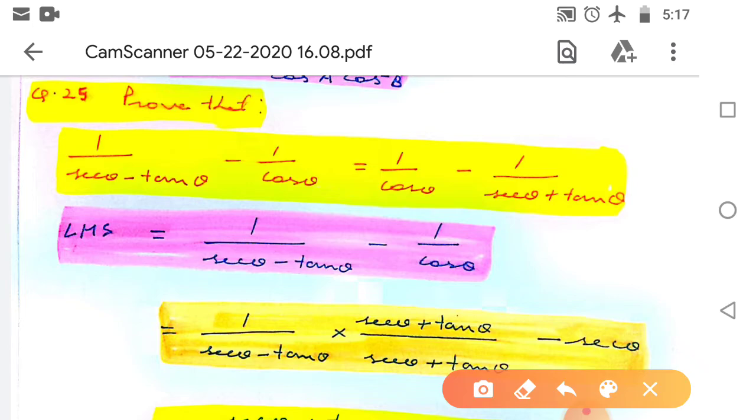In this question we need to prove that 1 upon sec theta minus tan theta minus 1 upon cos theta is equal to 1 upon cos theta minus 1 upon sec theta plus tan theta. This we need to prove. So we start with LHS: 1 upon sec theta minus tan theta minus 1 upon cos theta.